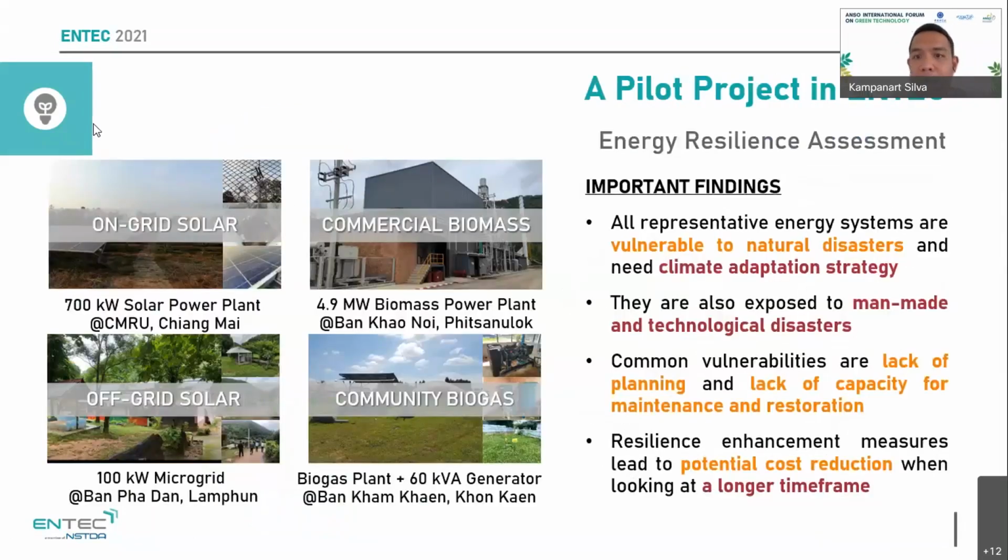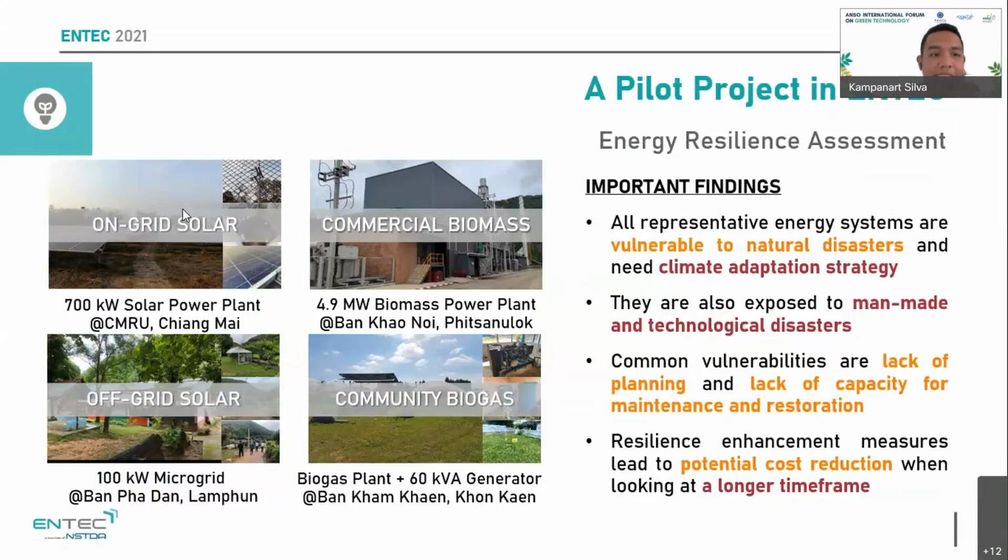And a little bit about our pilot project on energy resilience assessment. We went to real renewable energy systems, including on-grid solar, commercial biomass, off-grid solar, and community biogas, to try to assess the energy resilience capacity of these systems. We saw that all the representative energy systems are vulnerable to natural disasters, and need a climate adaptation strategy. At the same time, we also found that they are exposed to man-made and technological disasters. And again, not a surprise, the common vulnerabilities are lack of planning and lack of capacity for maintenance and restoration.